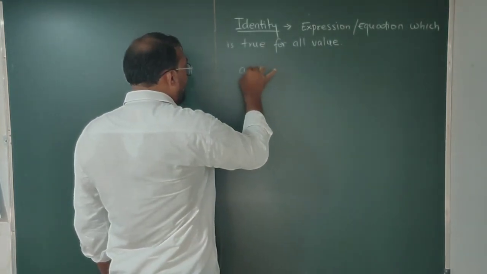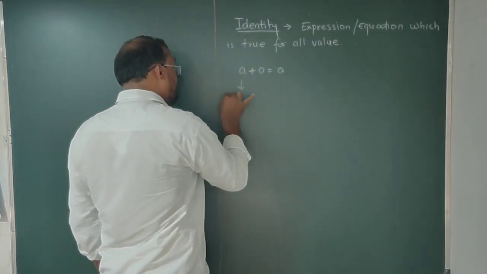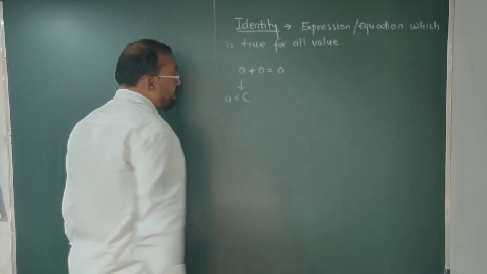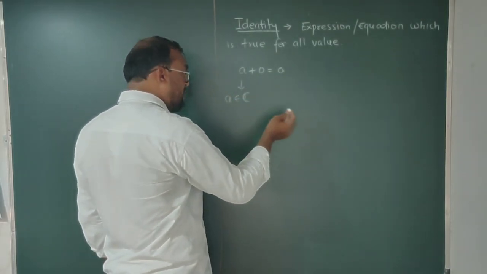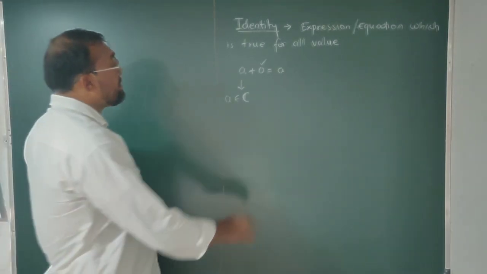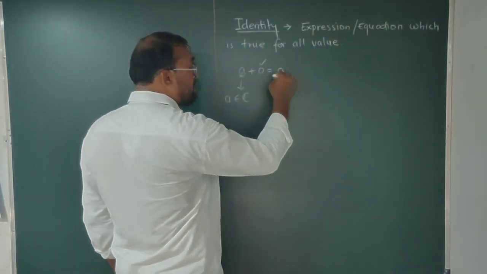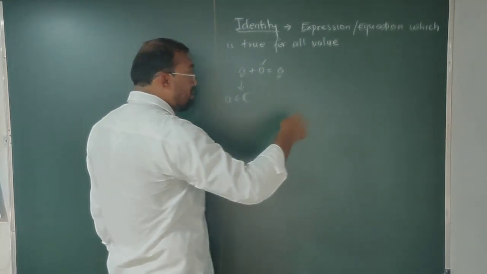For example, a plus 0 is always equal to a. This a can take any value. You can take any value of this a and you still get, adding 0, the value of a. That means the original identity of a did not change. It was a before, it is a now after this operation also.